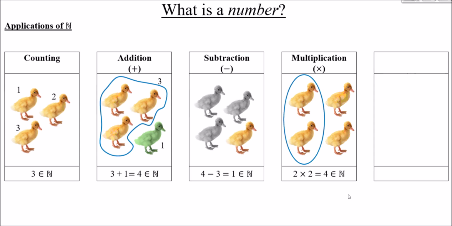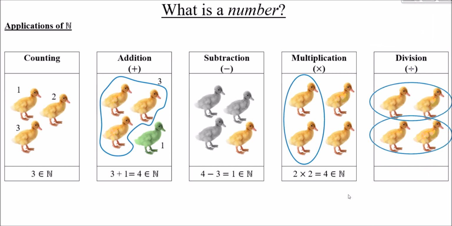And the final one we're going to discuss now is division. So if you've got 4 ducks in total, these can be paired into 2 groups of 2. So if we take 4 ducks and divide them into 2 equal groups, that gives us 2. In other words, 4 divided by 2 equals 2, which in this case is also an element of the natural numbers. So you should know by now, from earlier maths, that addition, subtraction, multiplication and division are grouped together and known as arithmetic.